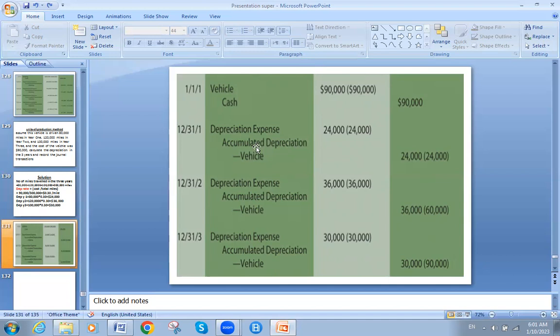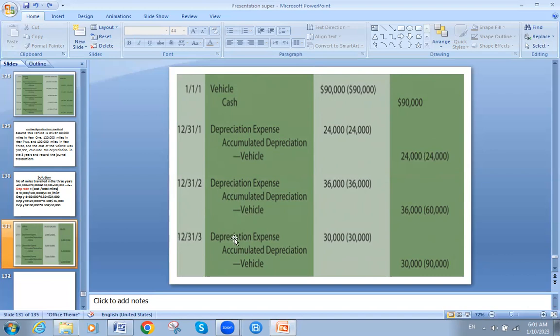Then we will calculate the depreciation expenses into the accumulated depreciation. We said the journal entry of any depreciation will be from depreciation expenses into accumulated depreciation. So here it will be 24,000 to 24,000. This is the vehicle for the first year.